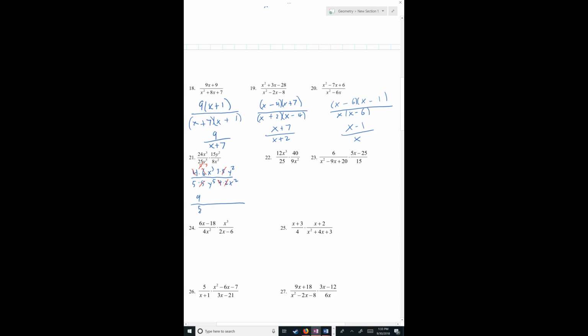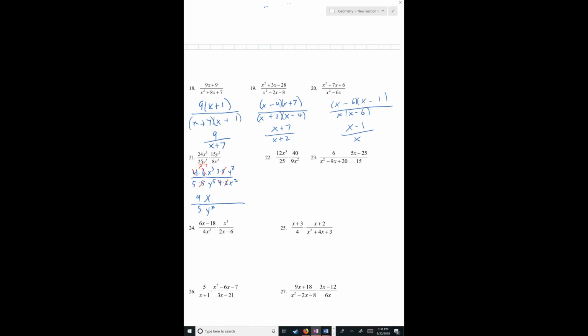Then I look at the variables, and it looks like I have an x cubed on top, x squared on the bottom. That means 2 of the x's on the bottom will cancel out 2 of the x's on the top, leaving just an x. And finally, I have y squared on top, y to the 5th on the bottom. So it'd be 3 factors of y left over on the bottom. And that would be my answer.